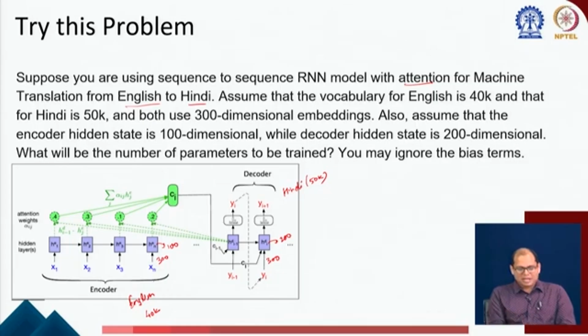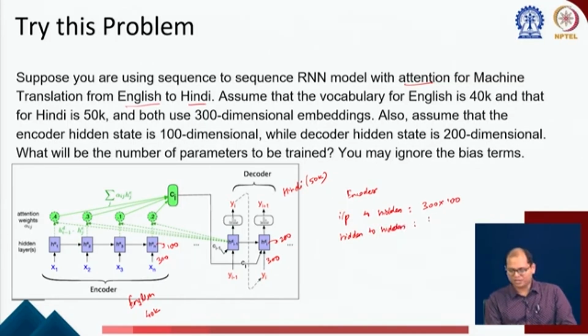In the encoder, I only have the connection from input to hidden. So encoder parameters: input to hidden. This will depend on the dimension of the embedding for the input, that is 300, times the hidden vector, that is 100. Plus you have a hidden to hidden recurrent connection. That depends on the hidden vector dimension, that is 100, so 100 cross 100. There is nothing else you have on the encoder side.